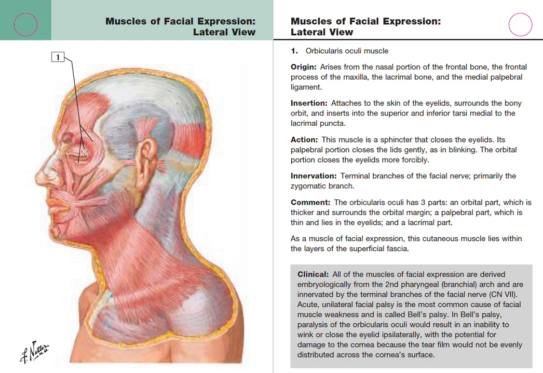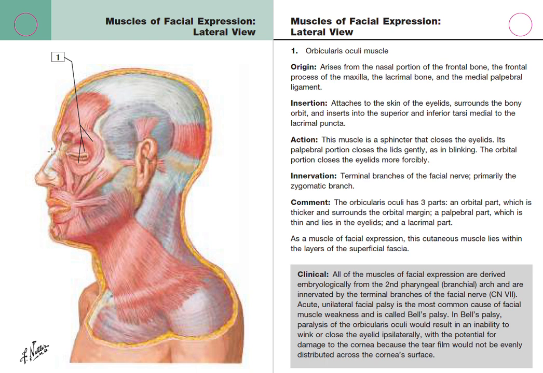The orbicularis oculi inserts into the skin of the eyelids. It surrounds the bony orbit and inserts into the superior and the inferior tarsi, medial to the lacrimal puncta. The orbicularis oculi functions as a sphincter that closes the eyelids.